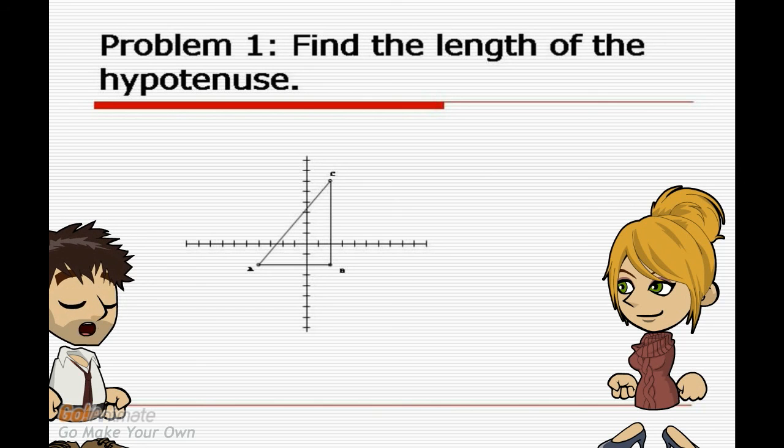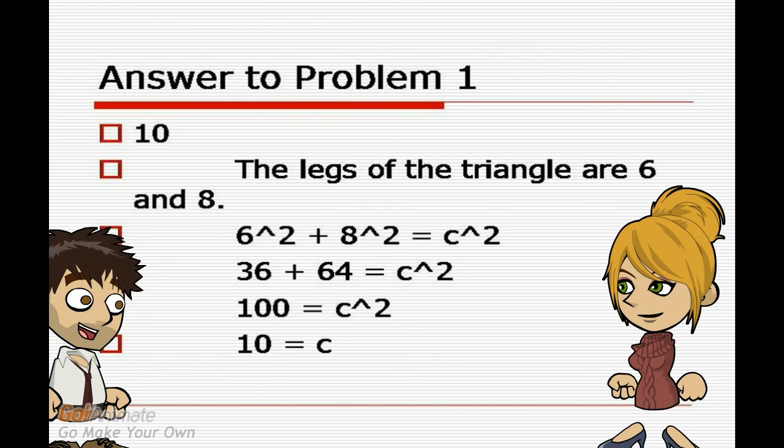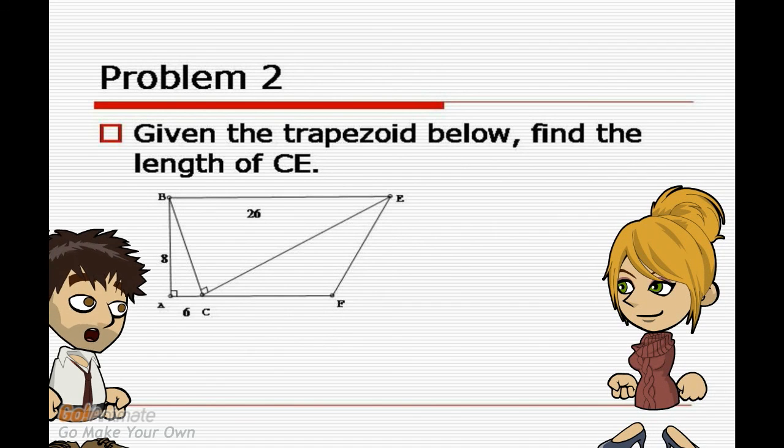Rhonda, please explain the problem to us. We can tell by reading the diagram that AB equals 6 and BC equals 8. That gives us 6 squared plus 8 squared equals c squared. 36 plus 64 equals 100. Taking the square root gives 10. Now do problem 2, Tiffany.